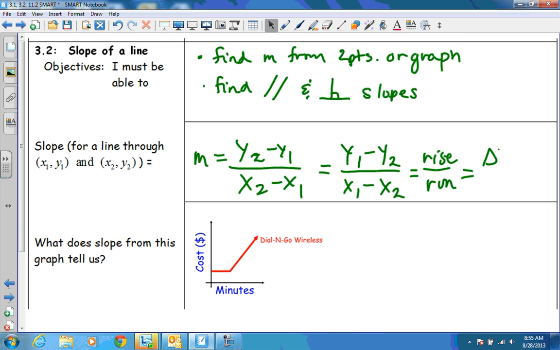You can say change in y over change in x. So the little delta sign means change. So basically, slope is a rate of change.